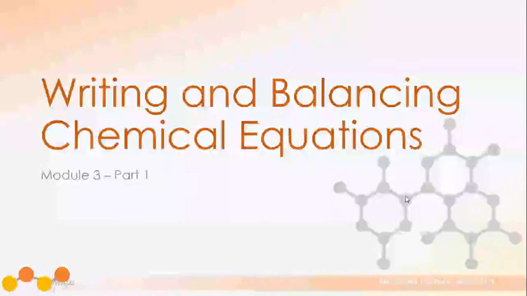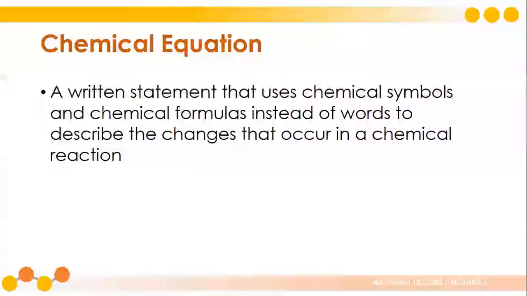Let's start first with subtopic 1, which is writing and balancing chemical equations. First, what is a chemical equation? Let's define it first. A chemical equation is a written statement that uses chemical symbols and chemical formulas instead of words to describe the changes that occur in a chemical reaction. So it says here, it uses chemical symbols and chemical formulas, okay, instead of words.